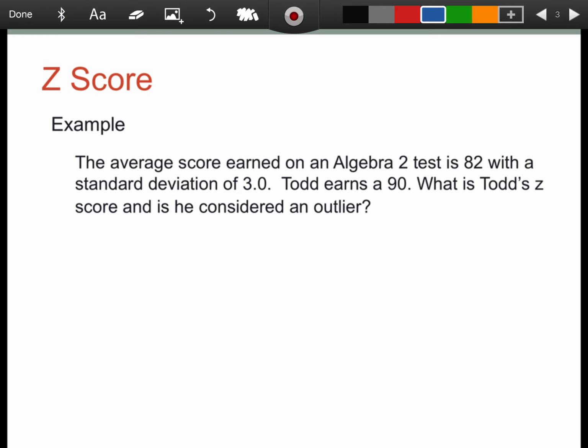All right, so let's do a few examples. The average score earned on an Algebra 2 test is 82, so that means my mu is 82. And the standard deviation is 3, so that means my sigma is 3.0. Todd earned a 90. What is Todd's Z-score, and is he considered an outlier?